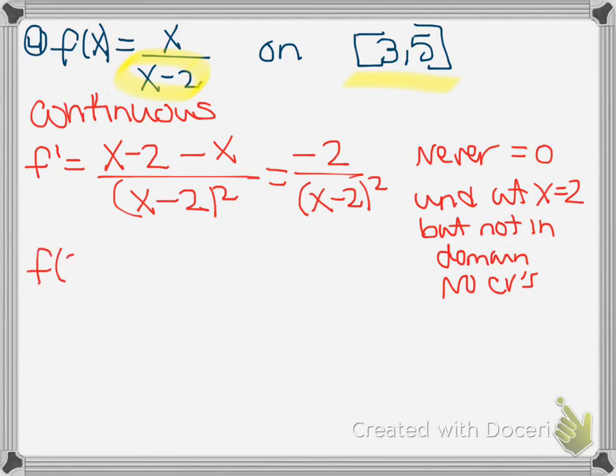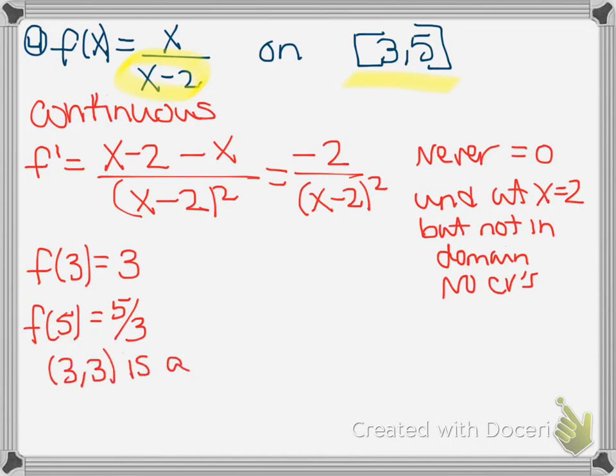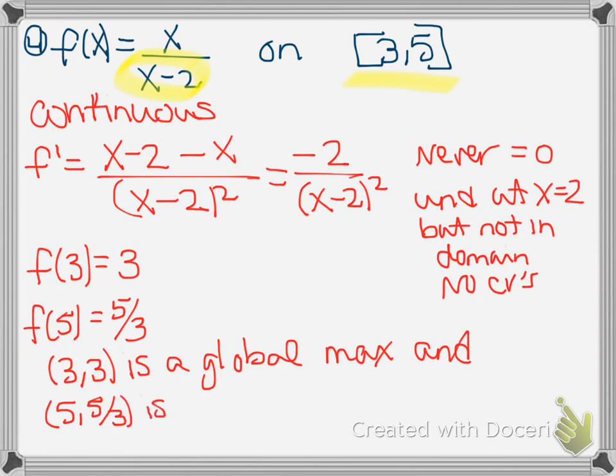So I'm going to go with f of 3 and f of 5, because one's got to be a min and one's got to be a max. Because the extreme value theorem says if we're continuous on closed [a, b], then we are guaranteed an absolute min and an absolute max. So let's find it. Plug in 3. 3 over 3 minus 2 is 3 over 1, also known as 3. And 5 over 5 minus 2 is 5/3. So we have 3 comma 3 is a global what? And this is when you're probably talking out loud and you're going to say max. And 5 comma 5/3 is a global min.